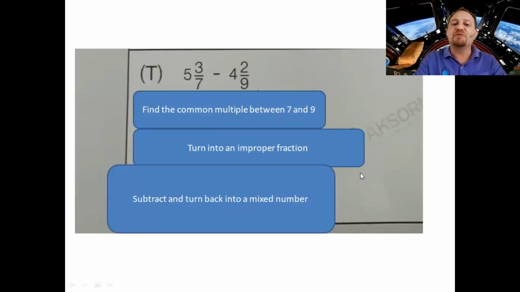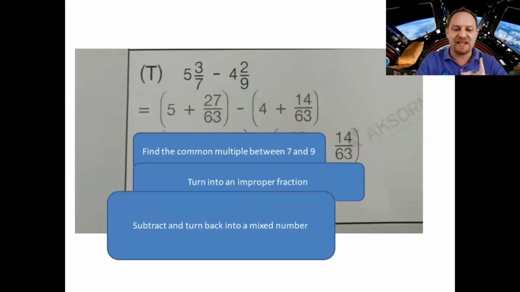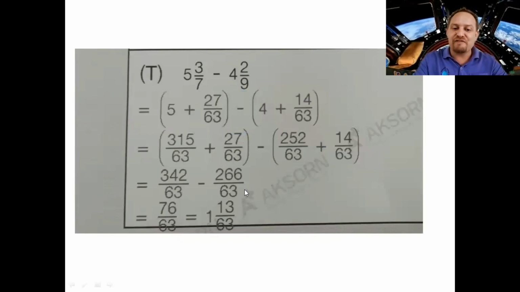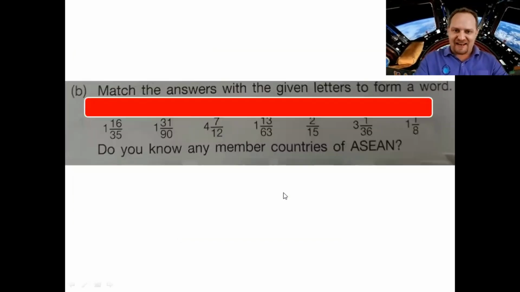Let's go to letter T. Find a common multiple between 7 and 9. I would think that's 63. Turn into an improper fraction and subtract and turn back into a mixed number. What did we get? Final answer of 1 and 13 over 63. Okay, good. And that brings us to B at the bottom of the page.